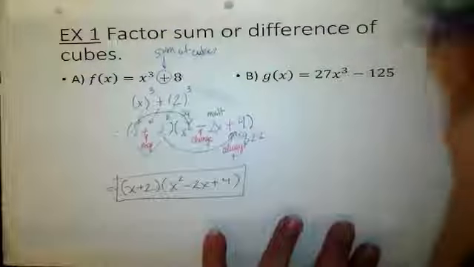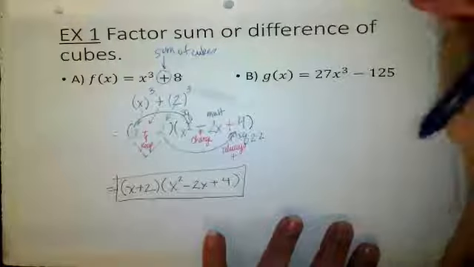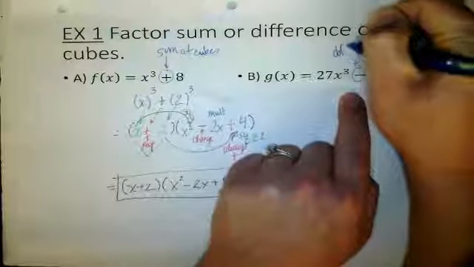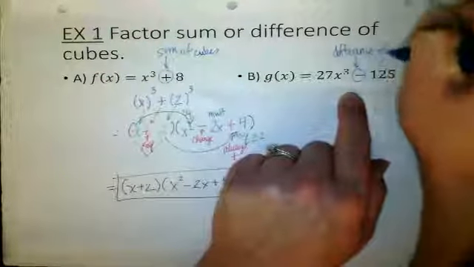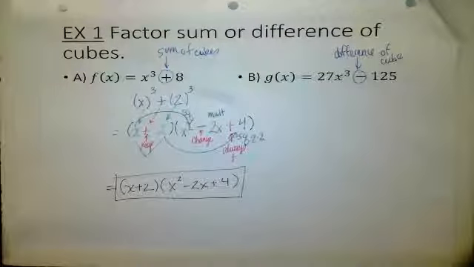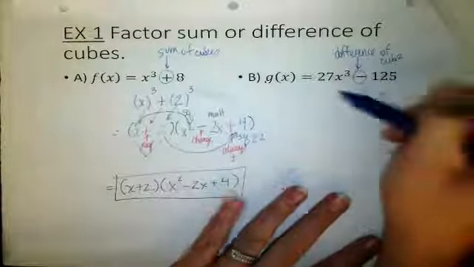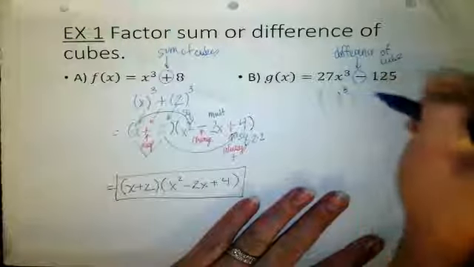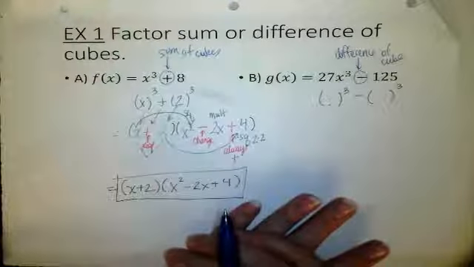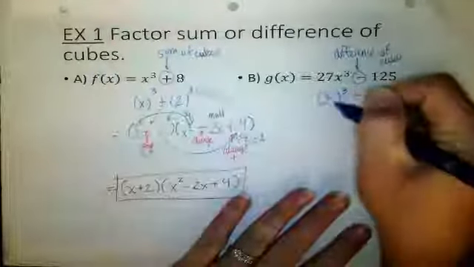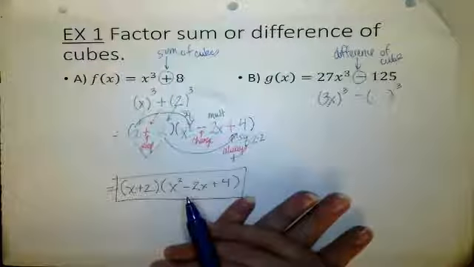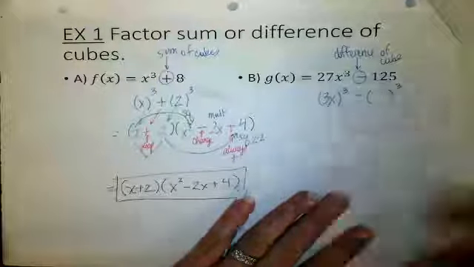What do you think 27x cubed minus 125 is called? Difference of cubes. Yes, difference of cubes, because of the subtraction sign. Makes sense? So again, our first job is to figure out what the bases are. What cubed gives you 27x cubed? 3x. Yes. 3x times 3x times 3x would give you that 27x cubed. So be careful when there's an extra number in front.